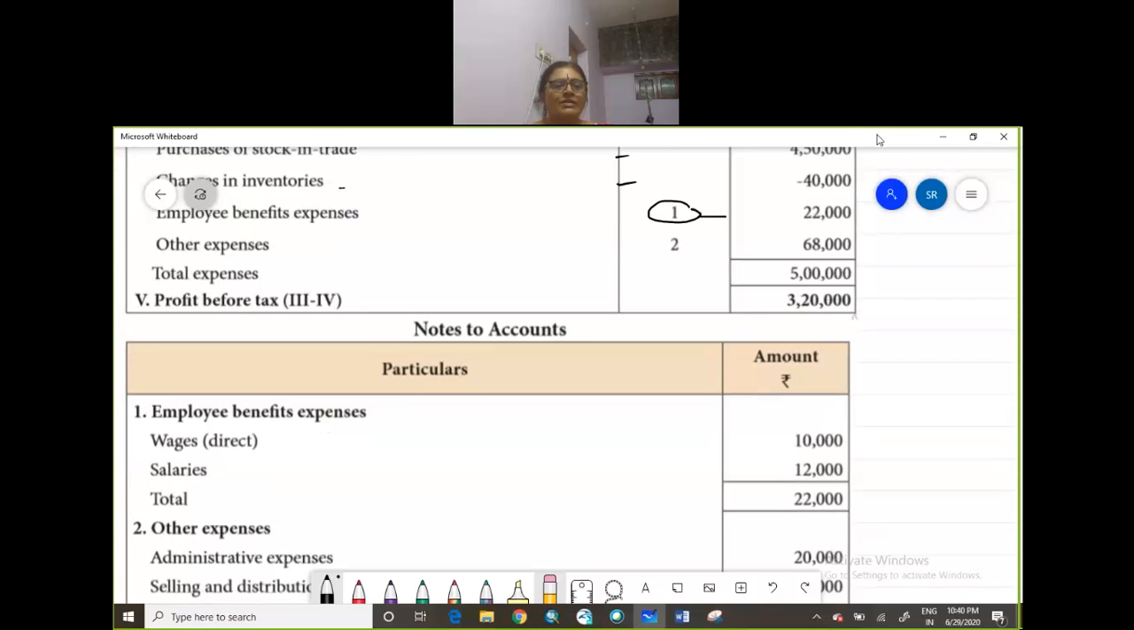Now, employee benefits they say wages. Wages is the direct expense. It will be in your trading account. Now, salary is an indirect expense. It will be in your P&L account. So, 10 plus 12, 22,000 you have here. Right. Then you have other expenses.